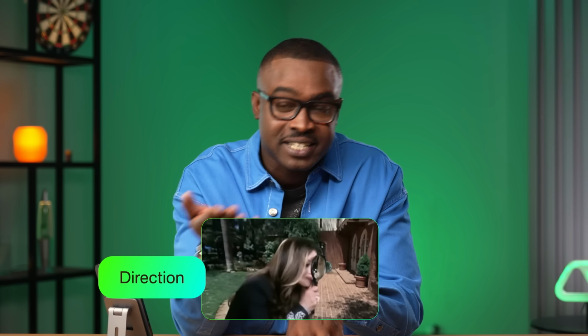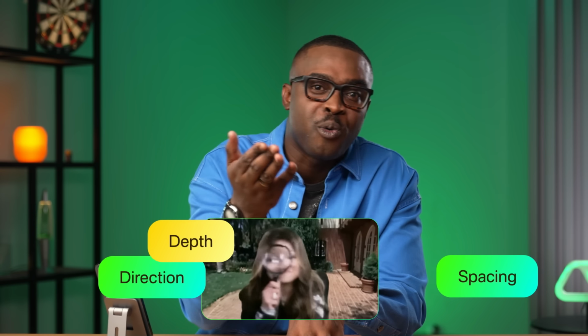Think of candlestick patterns like footprints. A footprint alone tells you someone walked here, but the direction, the depth, the spacing tell you where they are going and how fast. Patterns work in a similar way.